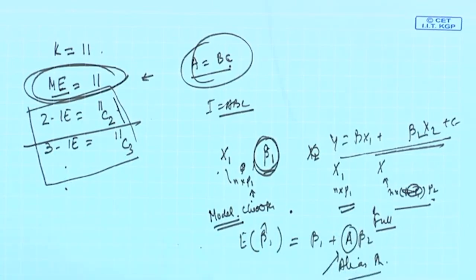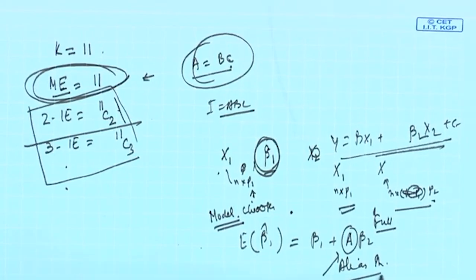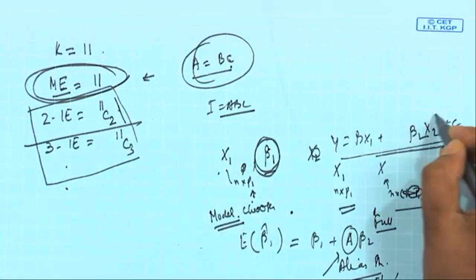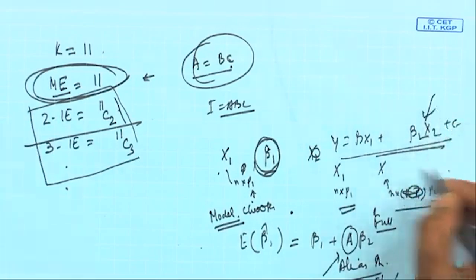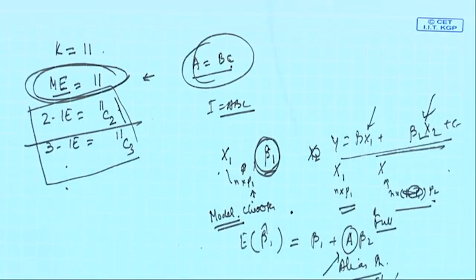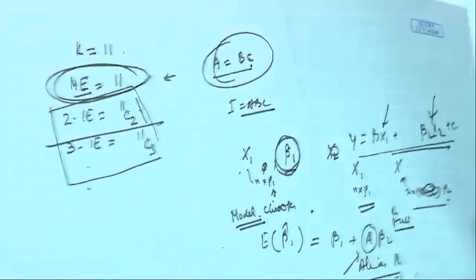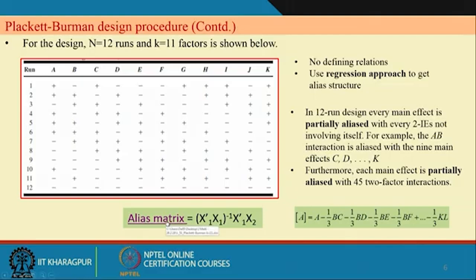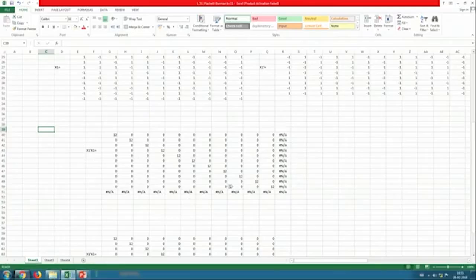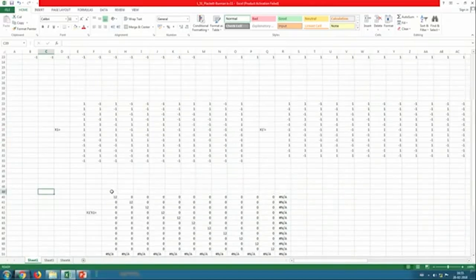So, this is nothing but X1 transpose X1 inverse X1 transpose X2, where X2 comes from the design matrix of the full model and X1 is the design matrix that we have discussed earlier. And using this, we have found out the alias matrix here. Now, because there are 11 factors, it is a huge one. So, we have used an Excel sheet to find this.